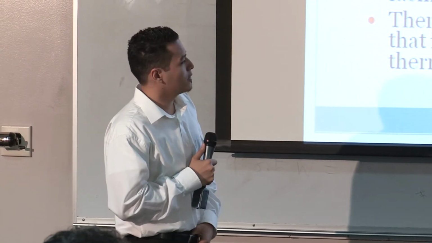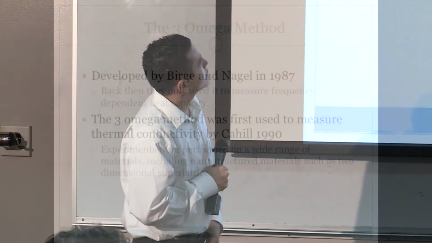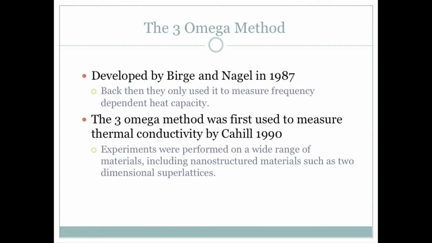So the 3 omega method was developed by Birge and Nagel in 1984, and back then they only used it to measure frequency-dependent heat capacity. The 3 omega method was first used to measure thermal conductivity by Cahill in 1990. Experiments were performed on a wide range of materials, including nanostructured materials, such as two-dimensional superlattices.